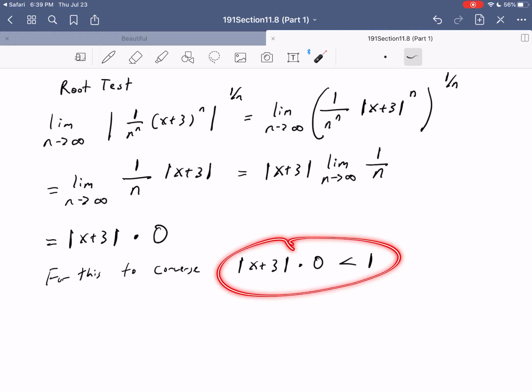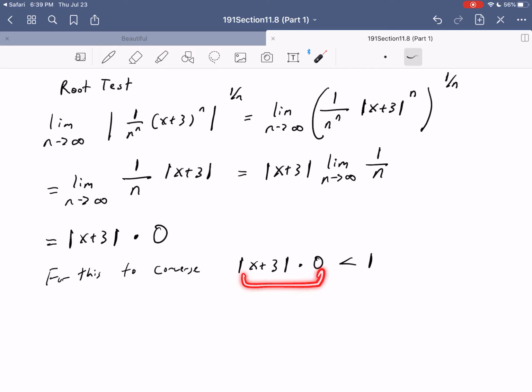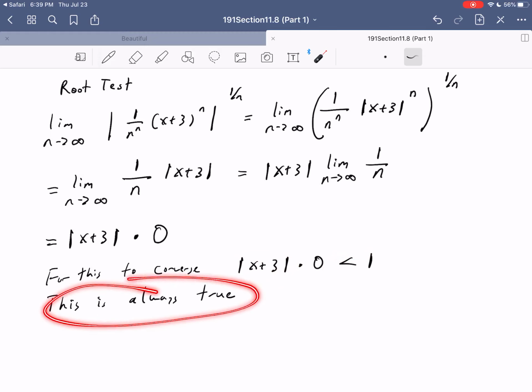Now, what do we know about this? Well, no matter what I pick for x, if I multiply it by 0, I'm definitely going to get something less than 1. So this is always true. No matter what x I pick, I add 3 to it, I take it in absolute value, I multiply it by 0, I'm going to get something less than 1. So this is always true.